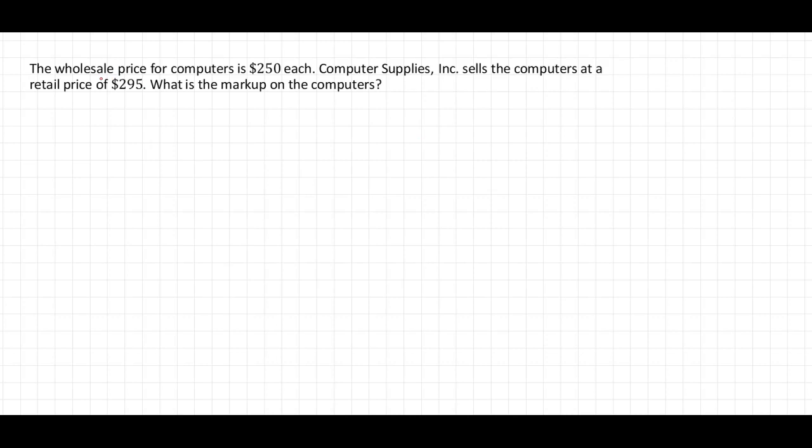The wholesale price for computers is $250 each. Computer Supplies Inc. sells the computer at a retail price of $295. What is the markup? We're going to do markup here and also markup percent. So markup is going to give us final price minus original price. So this is going to give us 295 minus 250.